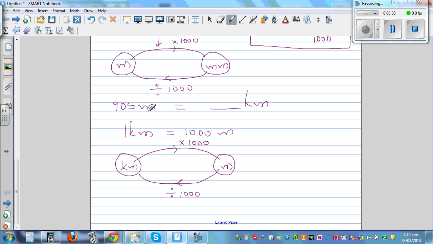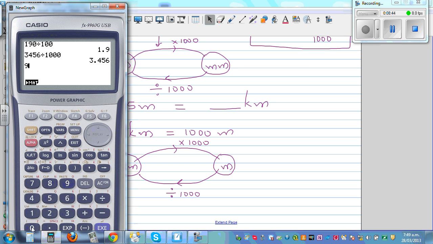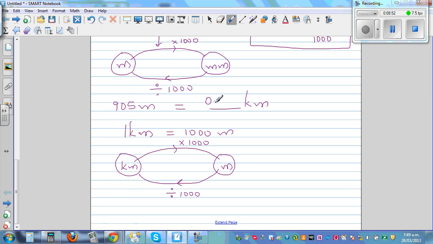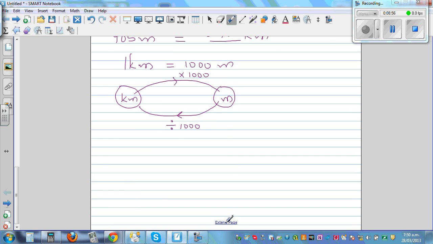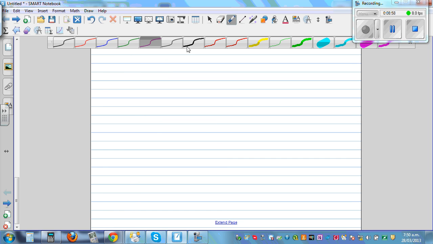Are you going to divide or multiply? If I give you formulas, you're never going to remember. So always write this conversion and draw this diagram and decide. So this will be 905 divided by 1,000, which is 0.905. 0.905 kilometers. Let me finish off with the last question.